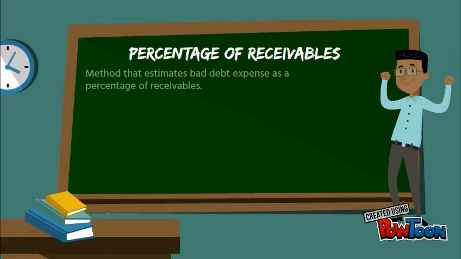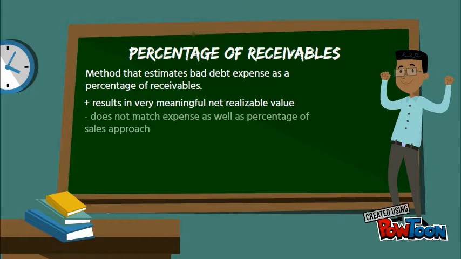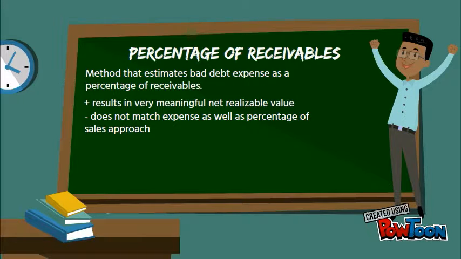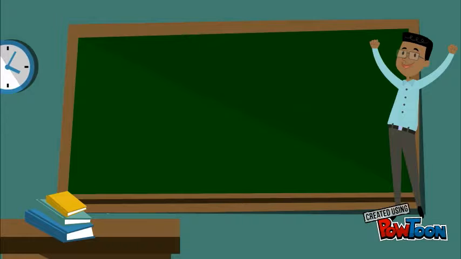The percentage of receivables approach relies on past experience and is calculated by multiplying sales times percentage of receivables expected to be collected. It results in a meaningful net realizable value, but does not match expenses as well, because the adjustment is a product of prior experience.